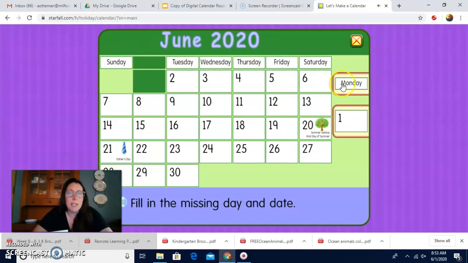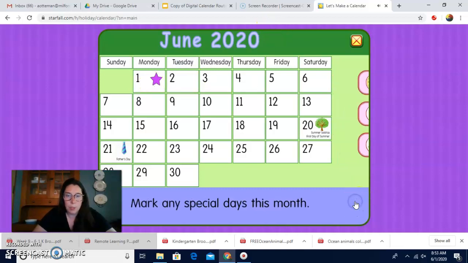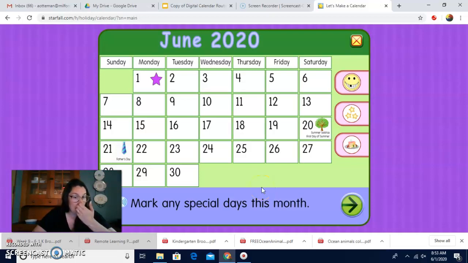So let's fill in the missing day of the week and the missing number. If we counted 1, 2, 3, what number is missing? 1, right? Sunday, Monday, Monday. Okay, we did it. Awesome. Did we do it right? Yeah, it looks right.